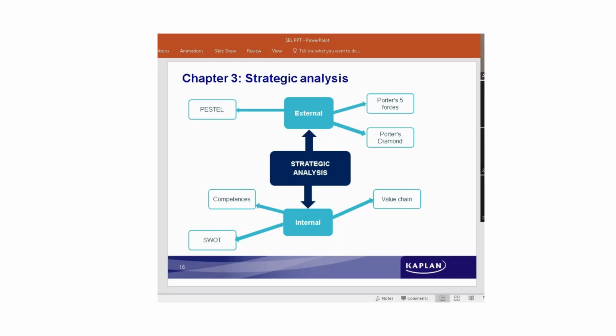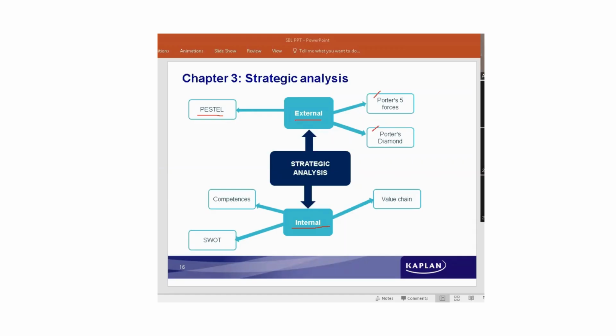Third chapter, about strategic analysis. So what strategic analysis do we have to learn? Under the strategic analysis, we have analyzing the external environment and analyzing the internal environment. Under the external environment, in the syllabus, we have three different concepts given. First one is the PESTLE analysis. Next, there are two models given by Porter. The first one talks about Porter's five forces of competition. The second one talks about Porter's diamond model.